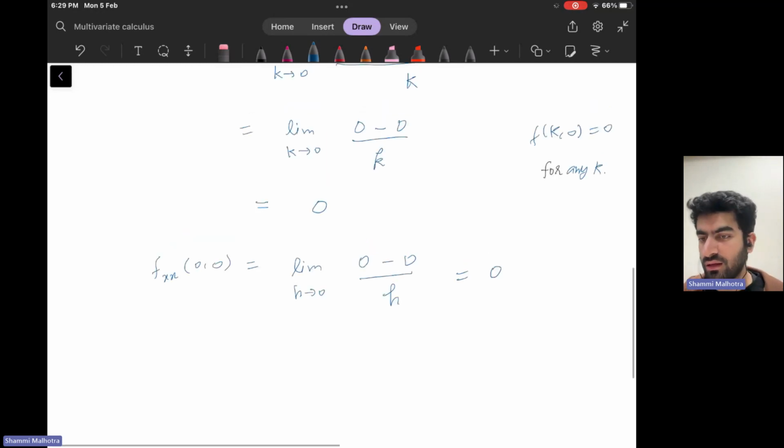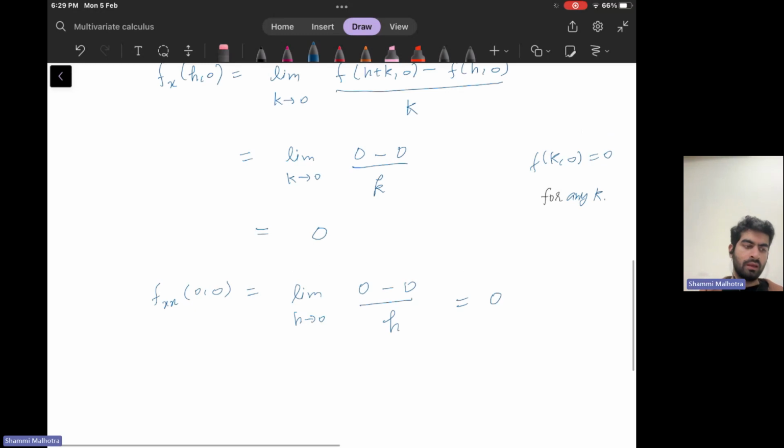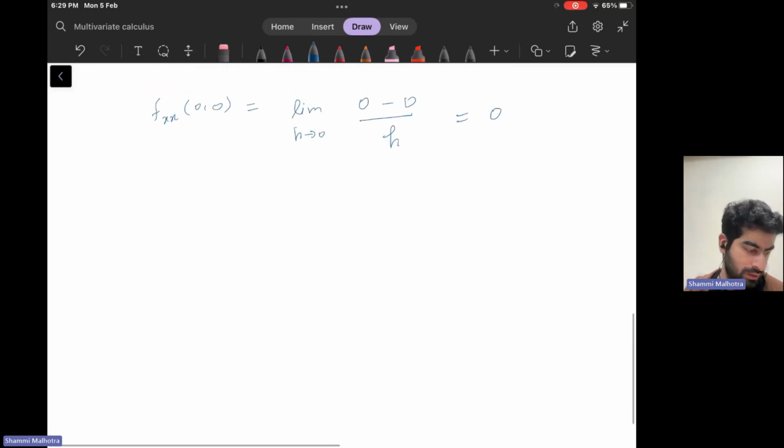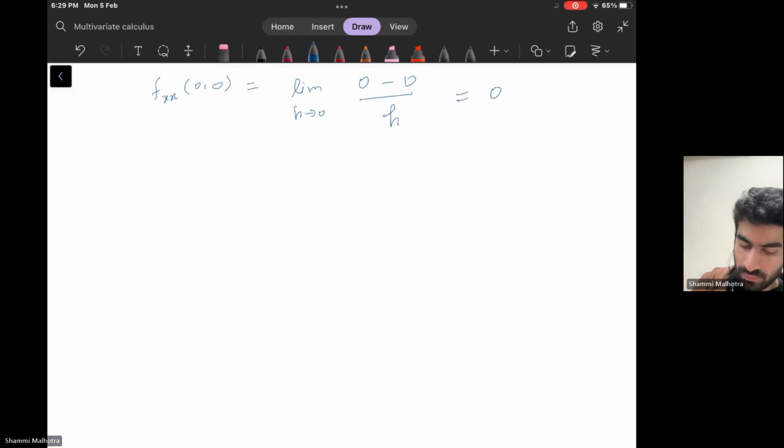Likewise, you can calculate the second partial derivative with respect to y only. That's how you can calculate the second order partial derivatives. Okay, so moving forward, let's look at another question.